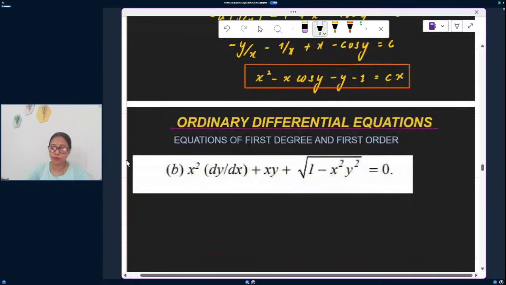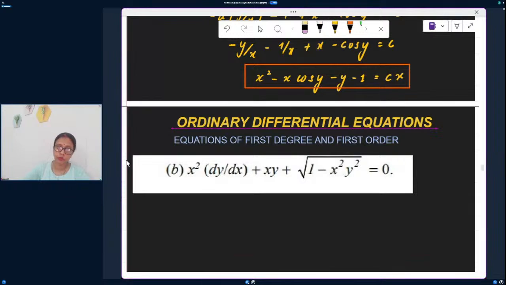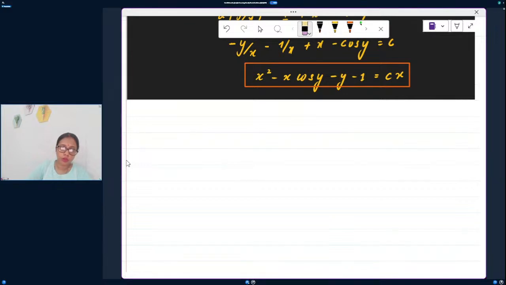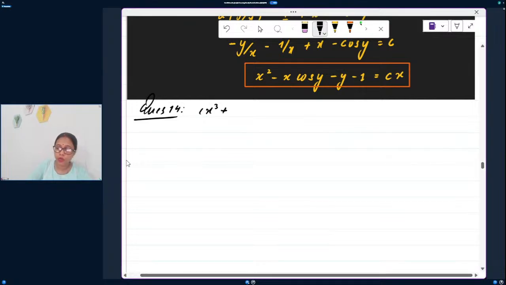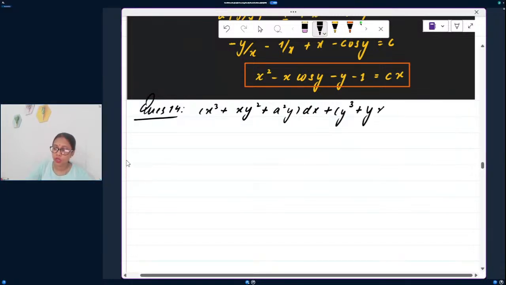Question number 14. x cube plus x y square plus a square y dx. I'm missing that part here in the solutions where I'm checking whether they are exact or not, so you can do that. It will turn out to be not exact. Then we'll move ahead exactly like the same. x square dy is equals to 0.